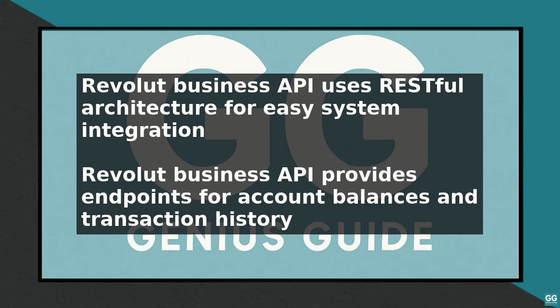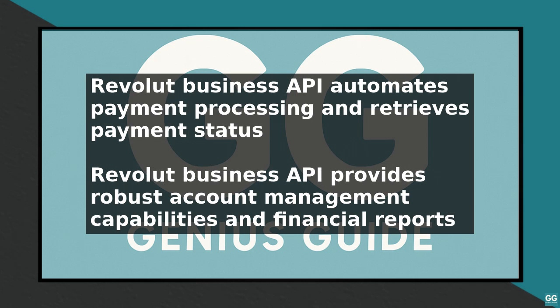In addition to payment processing, the Revolut Business API also provides robust account management capabilities. You can use the API to retrieve account balances, transaction history, and payment details, as well as create and manage beneficiaries and subscriptions. For example, you can use the API to automate account reconciliation, or to generate financial reports.